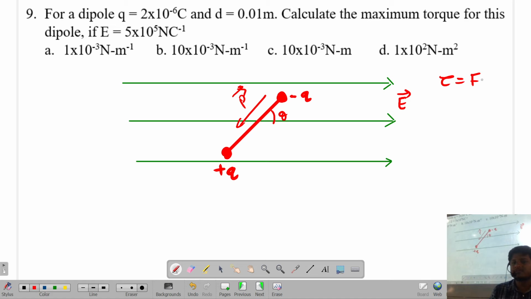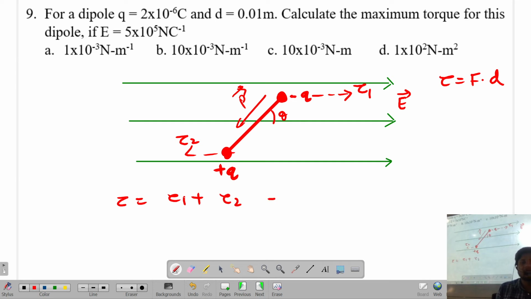Force into displacement. What is torque? Force into displacement. So look over here. Is this here one torque tau 1 is acting, and is this here torque tau 2 is acting? Yes or no? So torque will be how much? Tau 1 plus tau 2. So torque 1 will be what? Here, what is the trick I have told? First, take the force. In this direction, one force is acting now. How much is that? QE? Actually, I have done it opposite. Sorry guys.